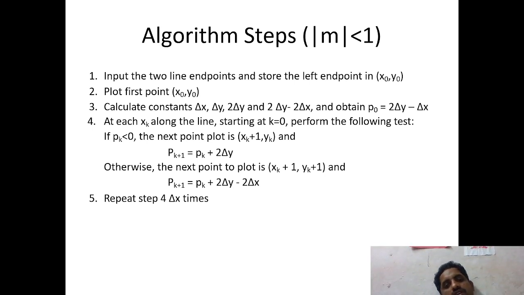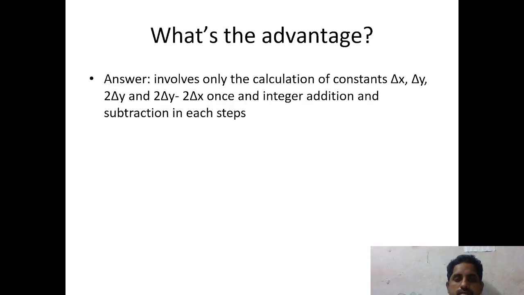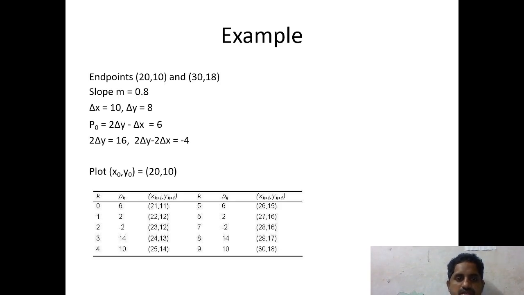Based upon this algorithm, we can draw the line using Bresenham's algorithm. Only the constants delta x, delta y, 2 delta y, and 2 delta y minus 2 delta x are calculated once, and the steps use only integer addition and subtraction.